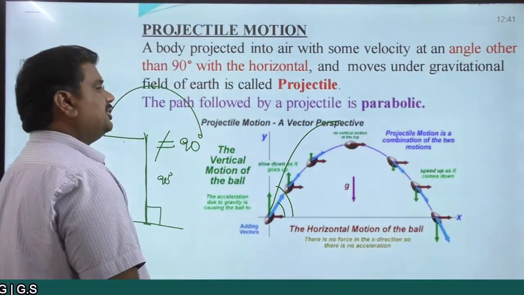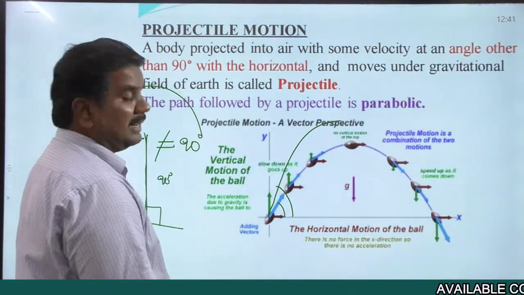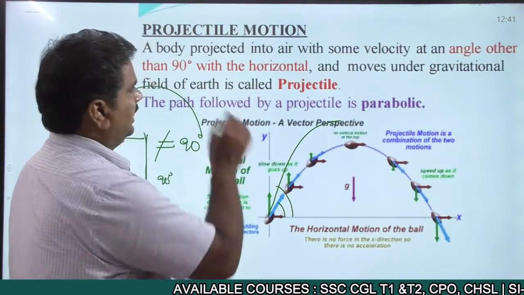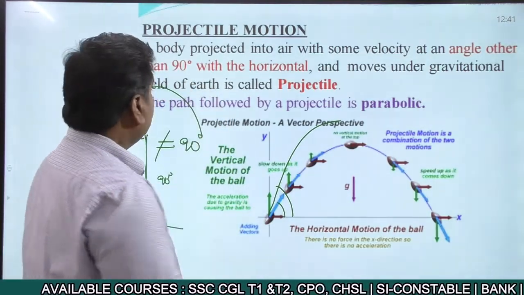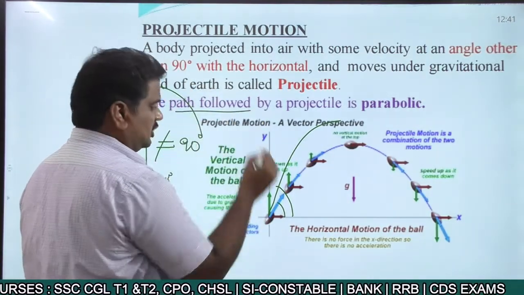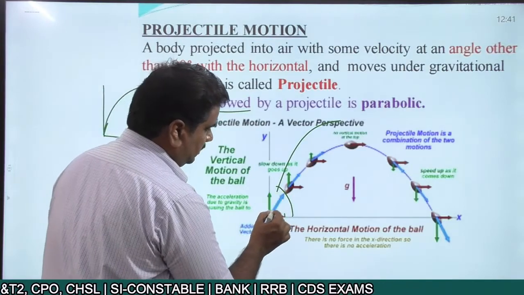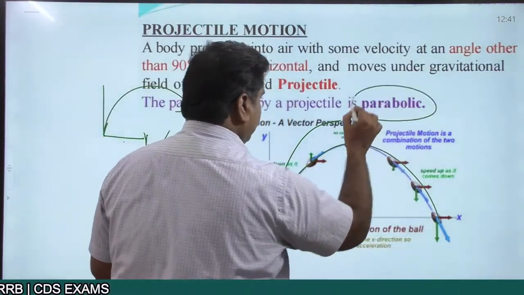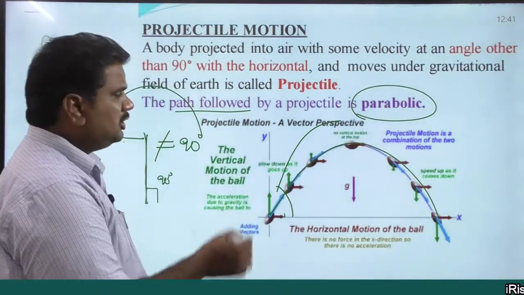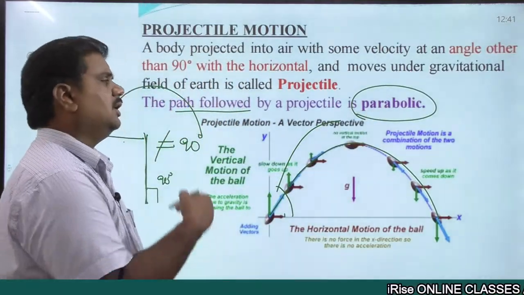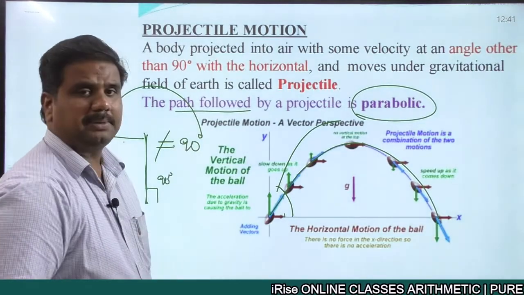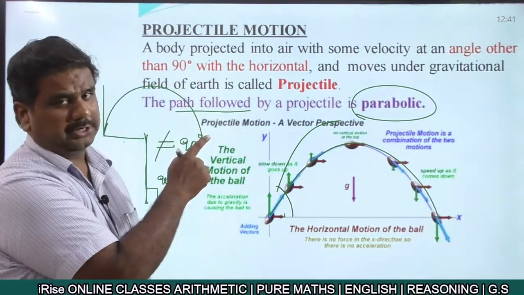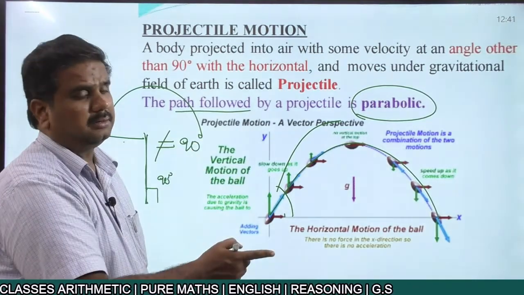So whenever an object is projected at an angle other than 90 degrees, that particular object is what you call a projectile. Right? At the same time, the path that is followed by the object is known as a parabolic path. All these projectiles generally follow a parabolic path, because in that case the angle of projection is not equal to 90 degrees. It will be less than 90 degrees.